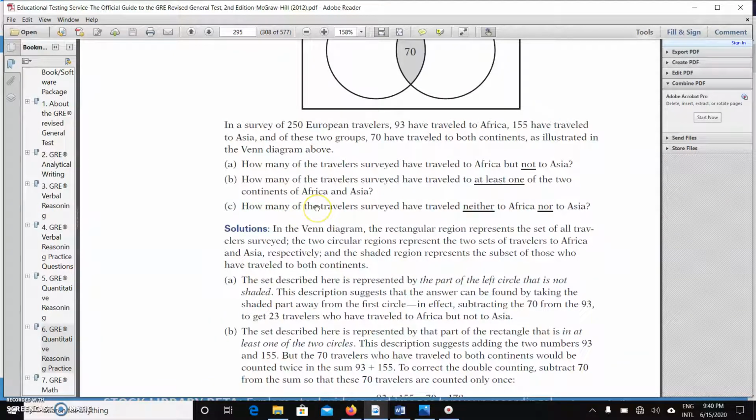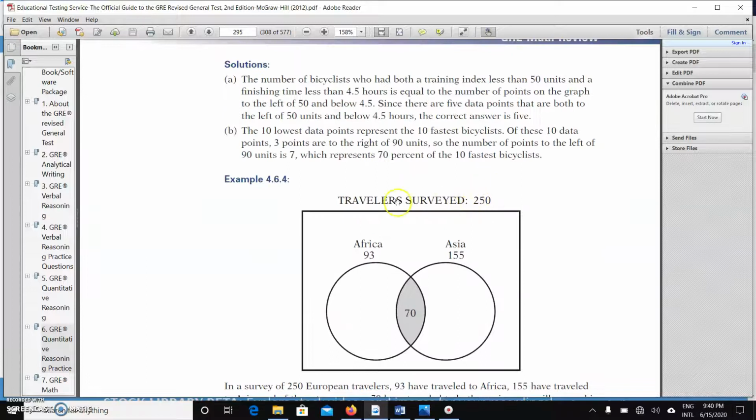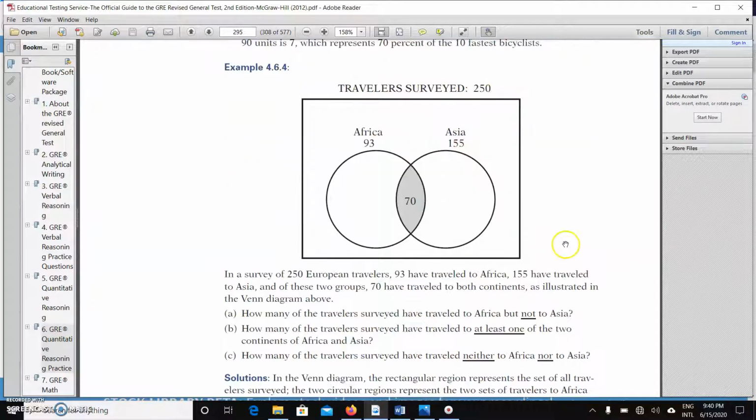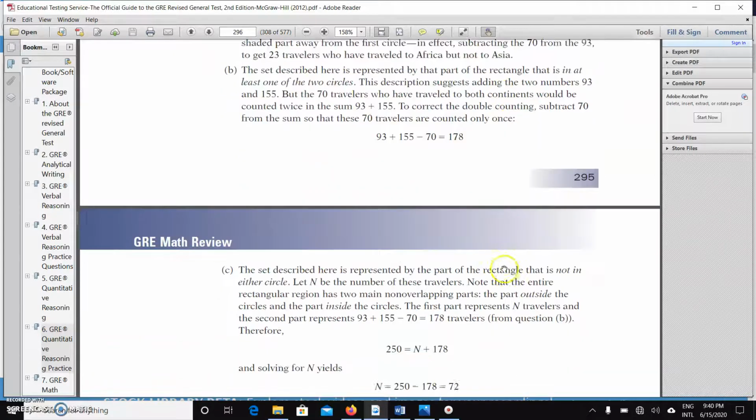Now the last one. How many of the travelers surveyed have traveled neither to Africa nor to Asia? So it means you are calculating for those that do not go to any place at all. The only way to do that is to take the total survey, which is 250, minus the total number of people that have traveled at all.